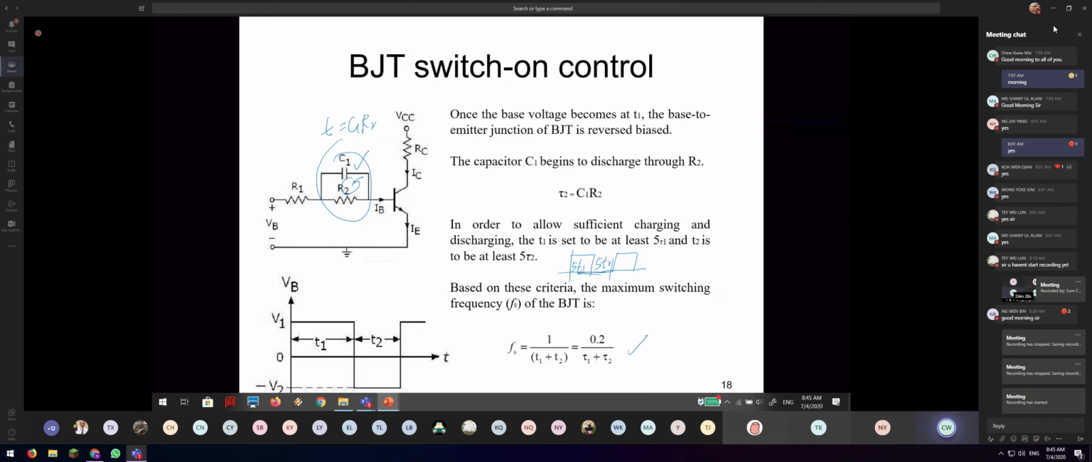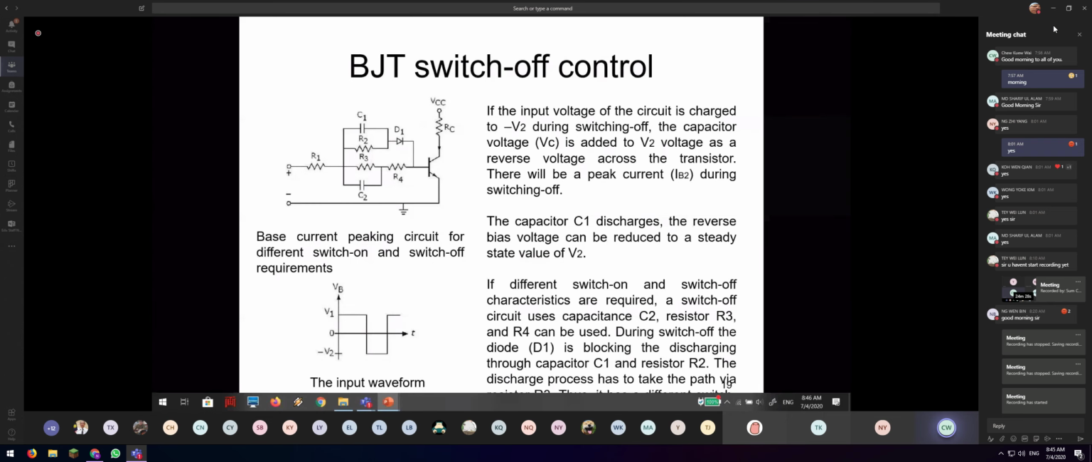If I turn on and off too fast, for example if I set my frequency too high, the capacitor may not have sufficient time to remove the charge inside. After a few cycles, the capacitor will become saturated. When it's saturated, you will not be able to control the switch effectively.